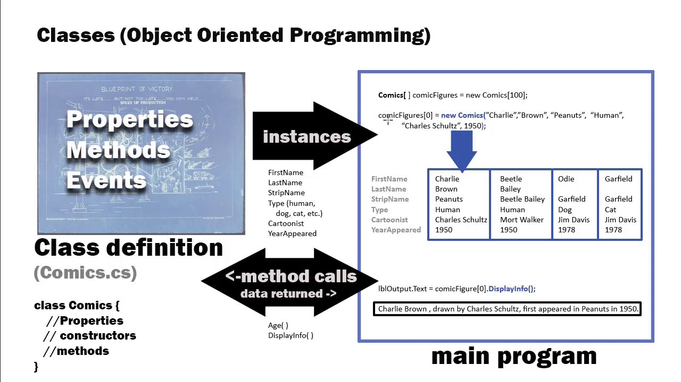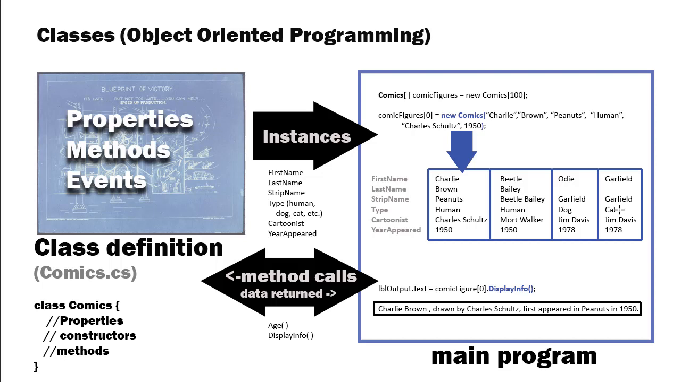To populate the first one, I'm going to say comic figures sub-0 equals, and I'm going to call this new comics. This is a constructor. This defines a new instance of my comic class. I'm going to pass it some data. The data is going to be in the format of first name, comma last name, comma strip, comma type, comma cartoonist, comma year appeared. So Charlie Brown, Peanuts, Human, Charles Schulz, 1950. And it would create that instance of a comic object as part of my comic figures array. And I can do the same thing for other comics.